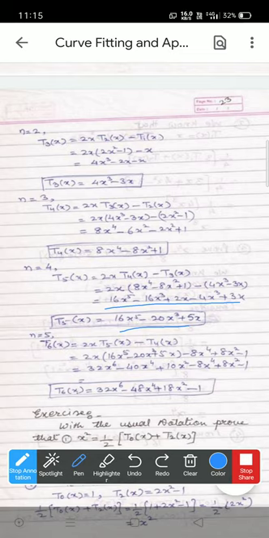And if n is equal to 5, then T6(x) is equal to 2x T5(x) minus T4(x). Substitute the values of T5(x) and T4(x). In this, we get T6(x) is equal to 32x raised to the power 6 minus 48x raised to the power 4 plus 18x square minus 1.